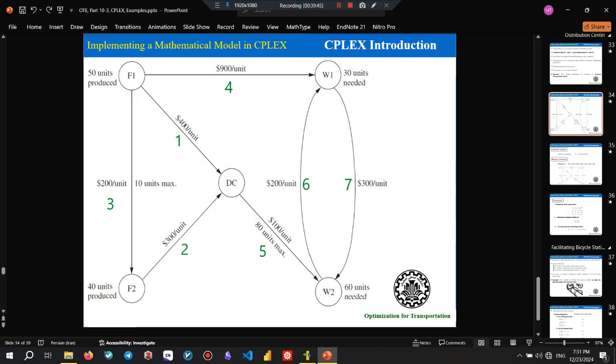When you look at the picture, there is a possibility for F1 to directly transport its commodity through line 4, but F2 actually doesn't have the ability to run its commodity without running through the distribution center.